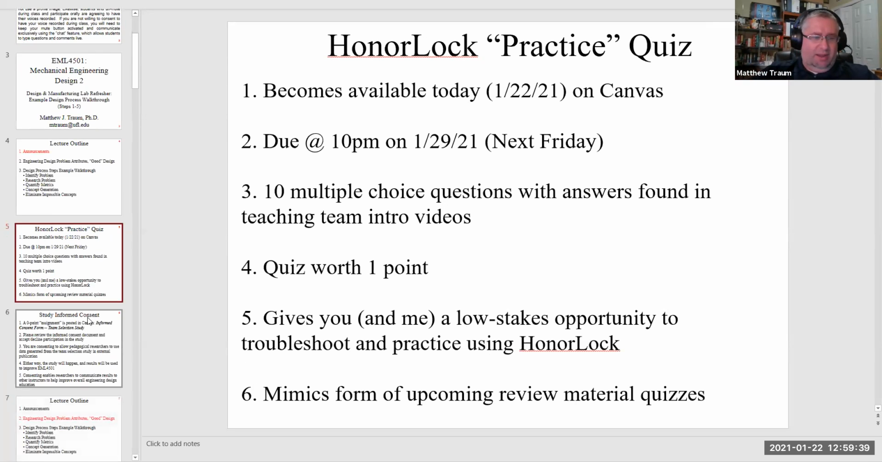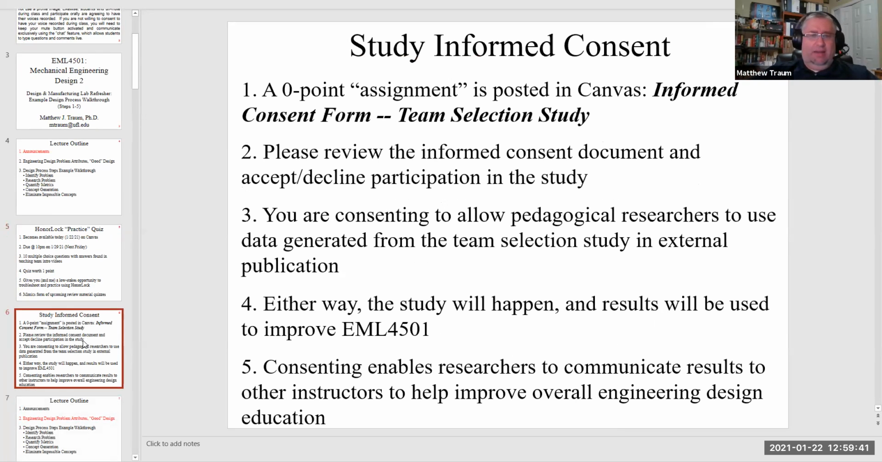So that's one announcement. The second announcement is, I've posted on Canvas an assignment, again in air quotes, that's due today at 10 p.m. It's a 0-point assignment, and its title is Informed Consent Team Selection Study. And so what this is, anytime researchers do experiments on live subjects, right? You guys are live subjects. Whether the experiments involve just surveys or observations or actual medical procedures, we have to get approval from the university.